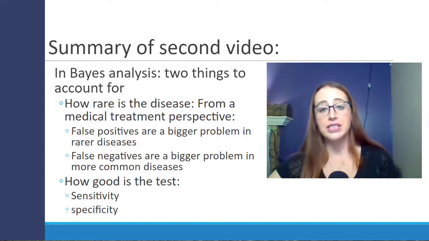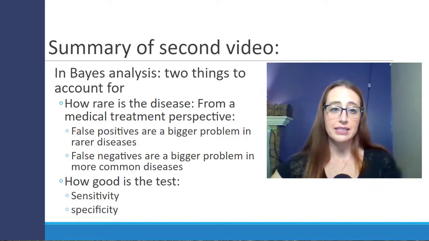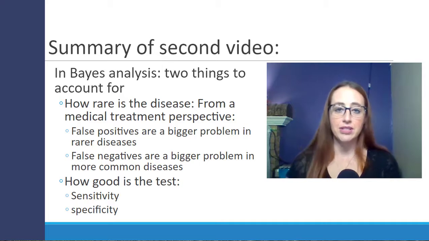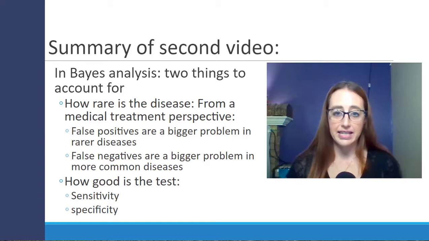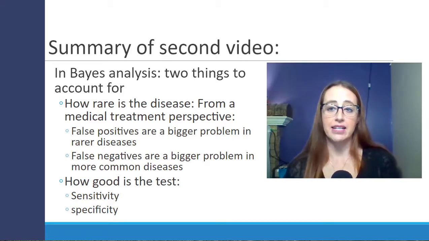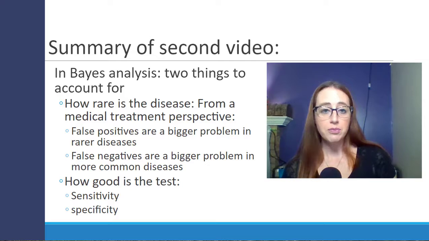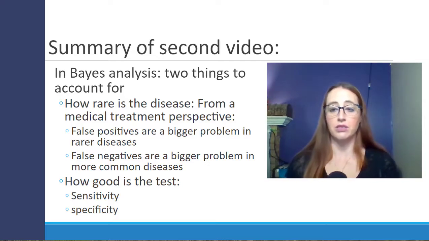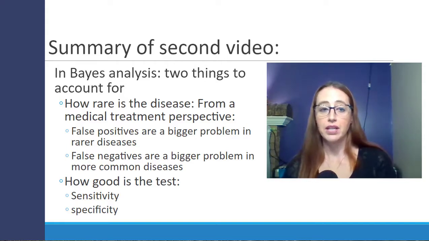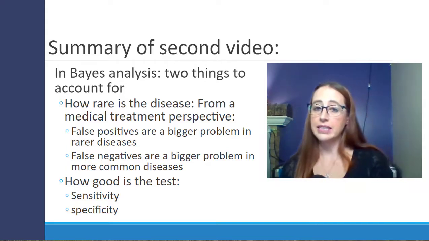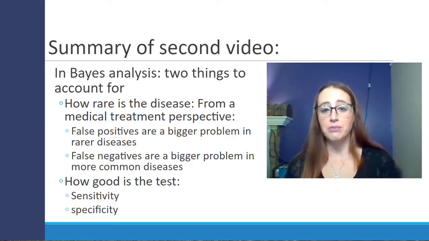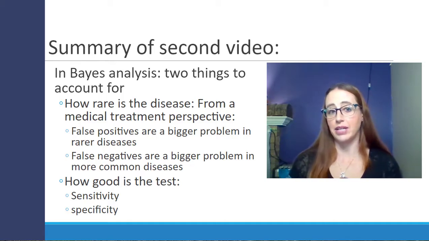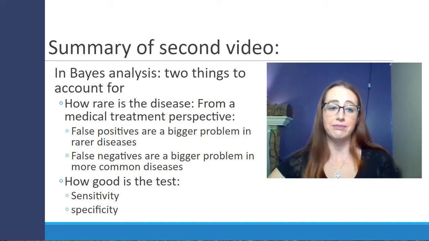When using Bayes analysis, you need to account for two things: the prevalence of the disease and how good your test is. As mentioned in the last slide, without accounting for how common the disease is, you cannot know the accuracy of the test. And its accuracy will vary based on the prevalence in the population. False positives are a much bigger problem when the disease is rare. False negatives are a much bigger problem when the disease is very common. The rarer the disease, the less likely it is that your test means you actually have the disease. A higher false positive rate will also make it less likely that a positive test means that you actually have the disease. So both have to be factored in.